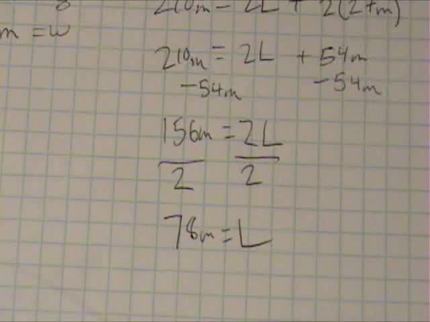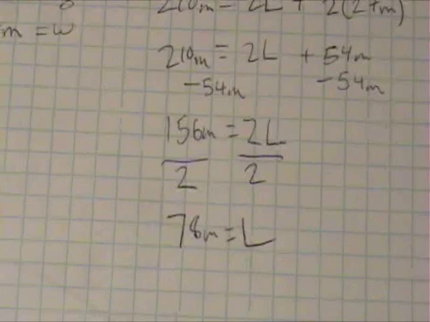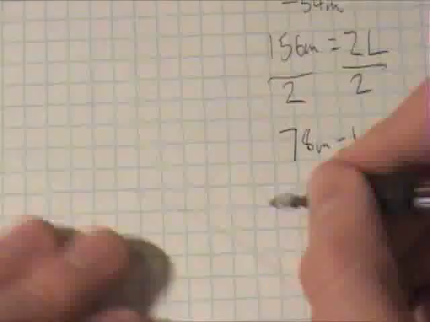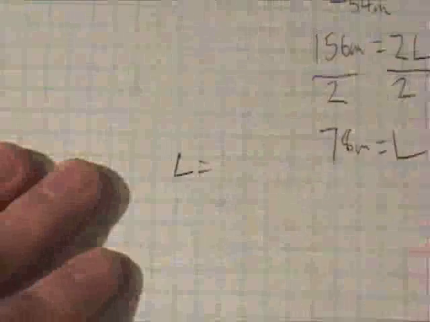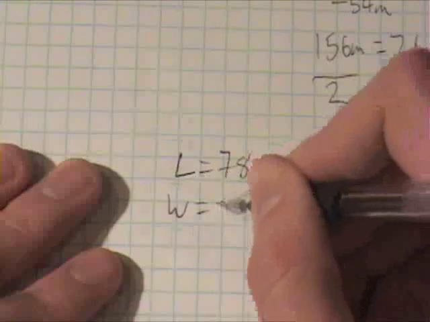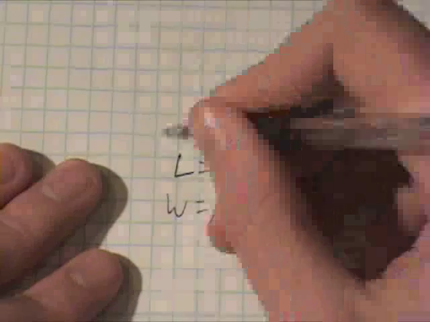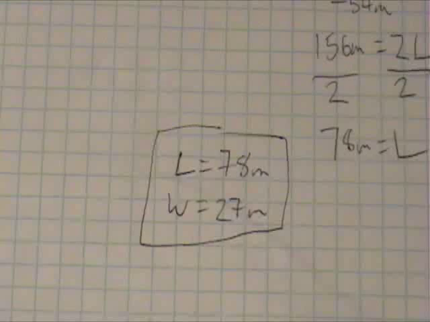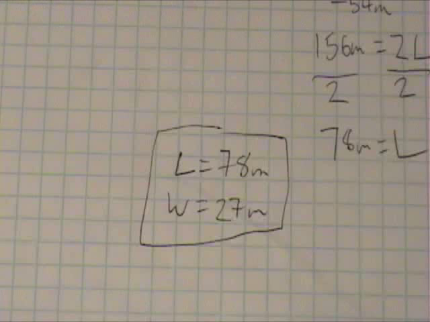Now we've figured it out. To conclude the problem, why not make it look really neat? We usually put the letter first. L equals 78 M, and W equals 27 M. So that's how you figure it out. Let's try number 3. Problem number 3, just so we get this cemented in our mind.